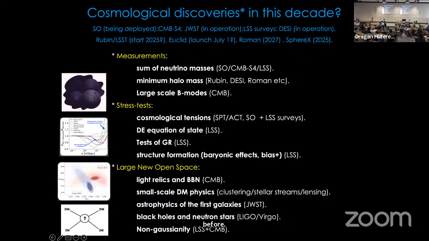This is a rich data set. If you haven't been following, I suggest reading a couple of papers and understanding what people are thinking about in that regime as well. Because when we want to do cosmology, we've got to deal with those galaxies and those baryons. And then there are some large open spaces that will be open in the coming surveys. One of these large open spaces for potential discoveries is getting a better handle on light relics. Things might pop out there.